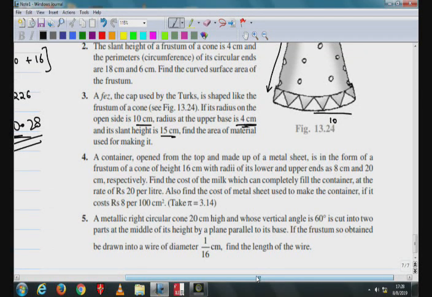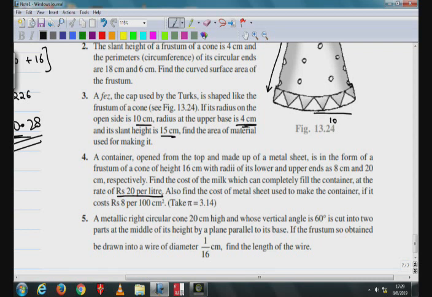It says a container opened from the top and made up of a metal sheet is in the shape of a frustum of a cone of height 16. This time the height is given. Whenever it is written height, by default it means the vertical one, h. The radii of its lower and upper ends are 8 and 20 centimeter respectively. Find the cost of the milk which can completely fill the container at the rate of rupees 20 per liter.